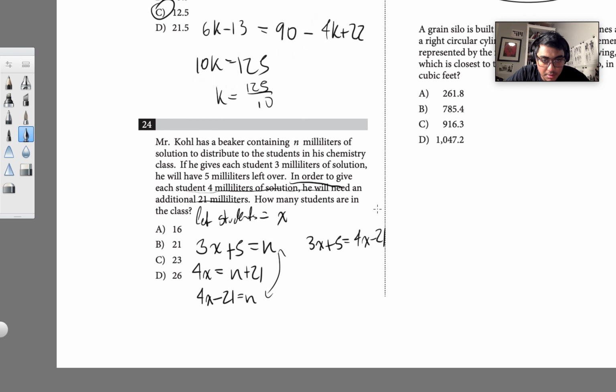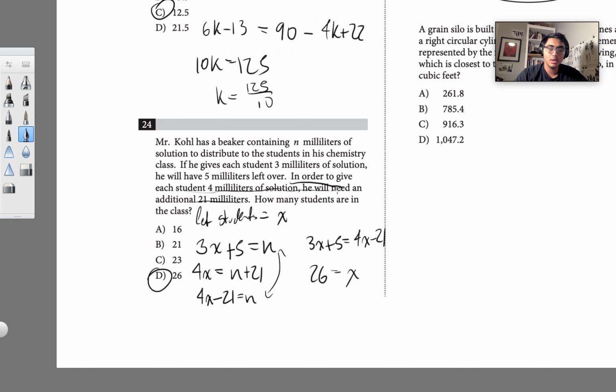So let's just move it around. Let's move the 21 over here and this 3x over there. So 26 is equal to x. So it should be D.